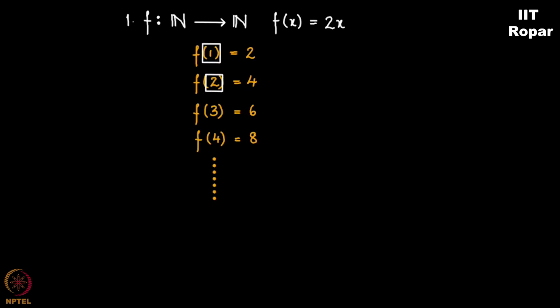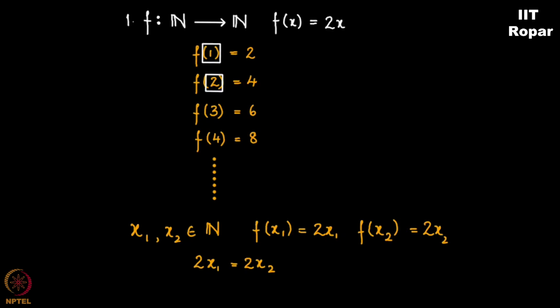But how do we prove that it's a 1, 1 function? So let us check. Consider the two natural numbers x1 and x2. So f of x1 is equal to 2x1 and f of x2 is equal to 2x2. We have seen the proof technique, right? I assume 2x1 is equal to 2x2. What do I get after cancelling the 2's? x1 is equal to x2, which means if in case 2x1 becomes equal to 2x2, then x1 is equal to x2, and hence f is always a 1, 1 function.